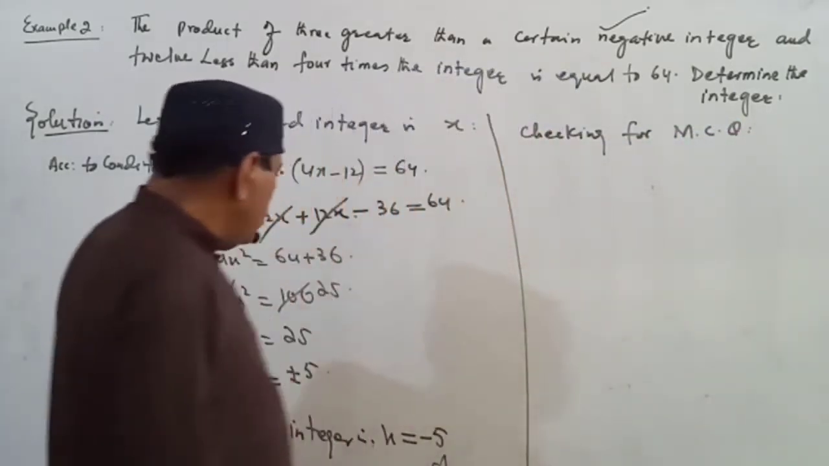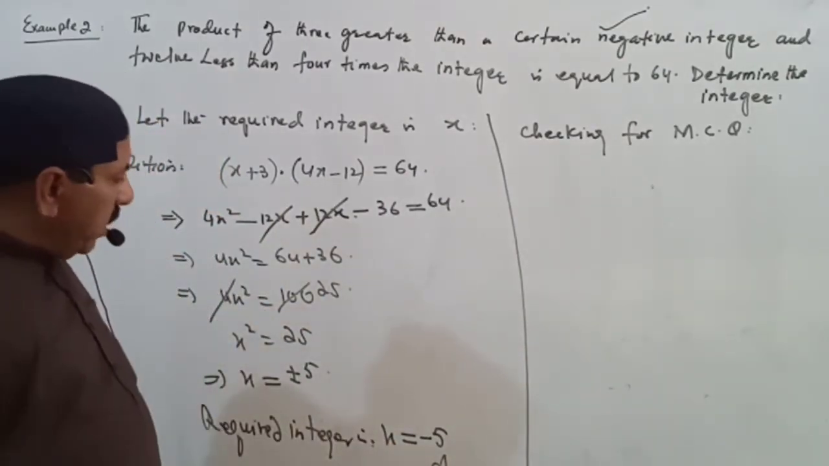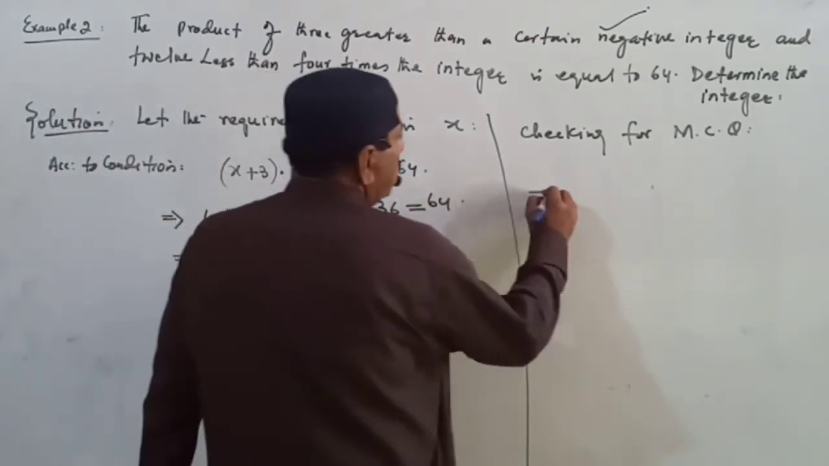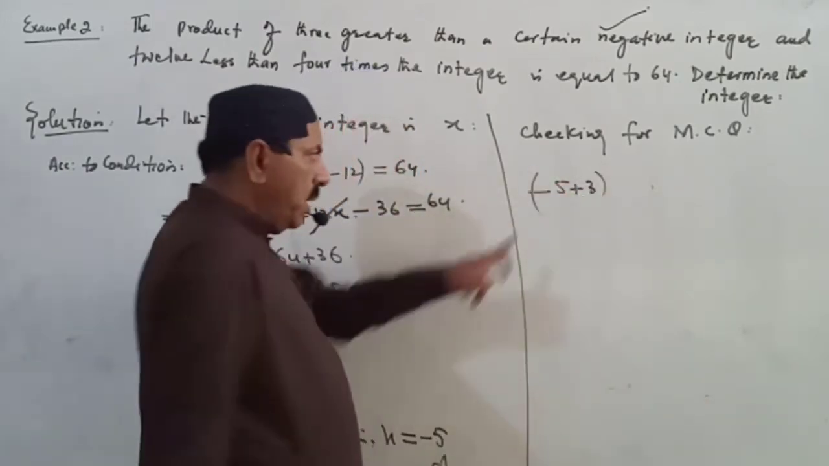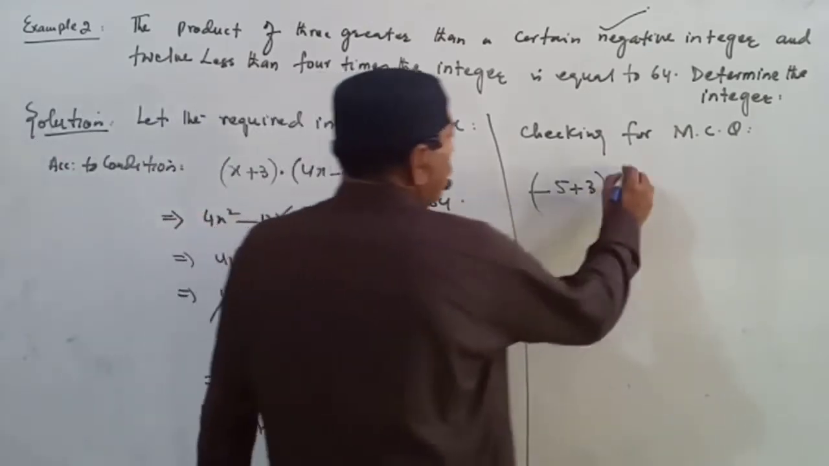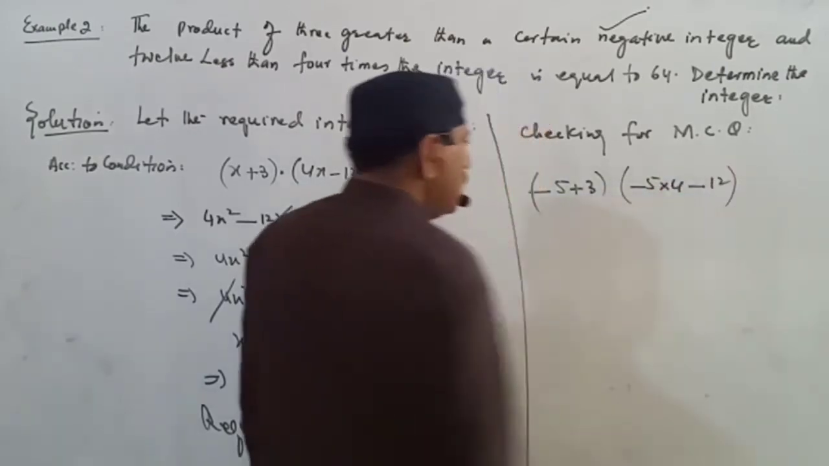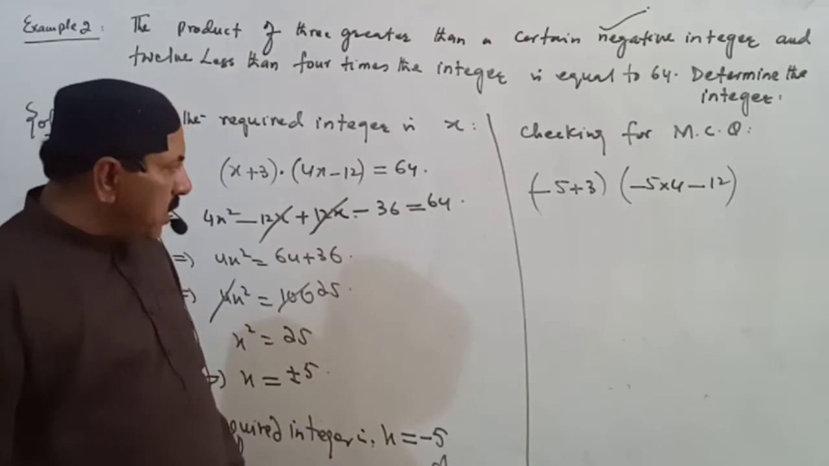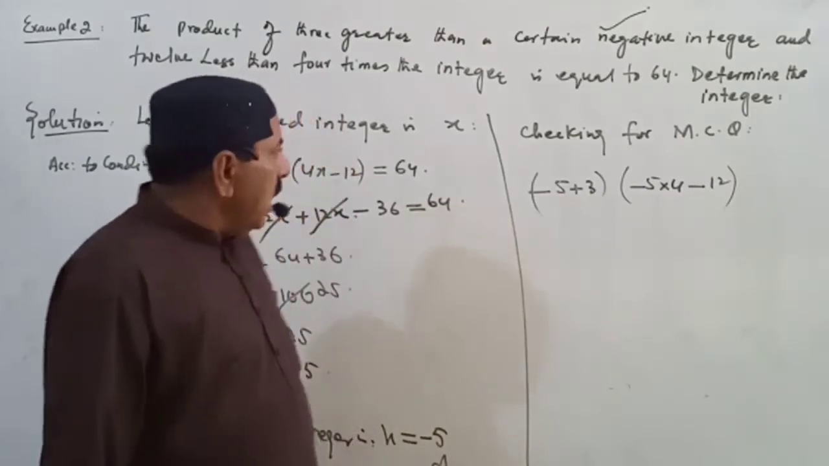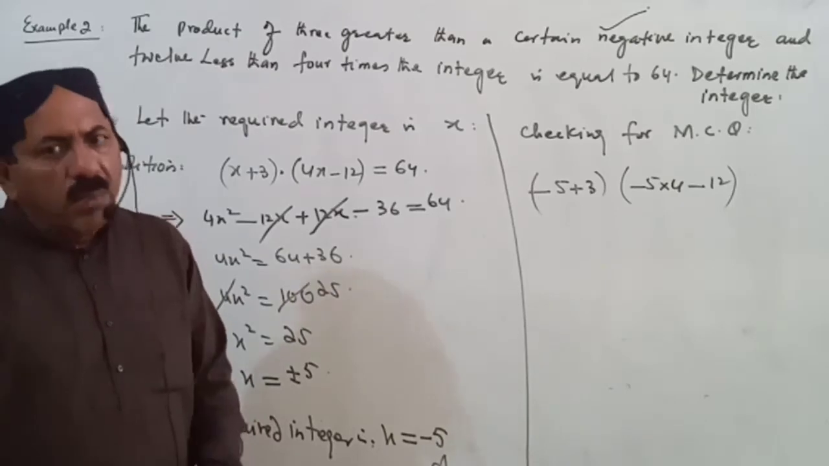Checking for MCQ. Suppose this is minus 5. After applying the condition, the sum of 3 greater than a number means minus 5 plus 3. This is 3 greater than a certain negative number. And 12 less than 4 times the integer means 4 times minus 5, minus 12. If the result is 64, the answer is right. If the result is not 64, the number is wrong.